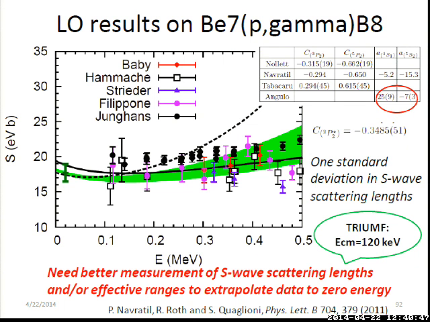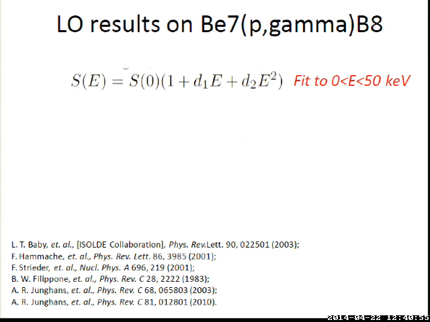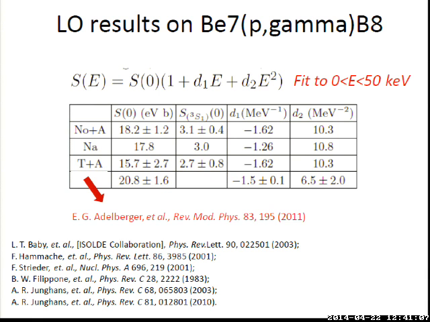People are actually planning to improve this measurement for the S-wave at TRIUMF. You can quantify the low energy behavior of the S-factor by fitting it to this polynomial, and these are the results using different inputs. The ab initio plus the experimental scattering length corresponds to the dashed line. And this one is the experimental ANC and experimental scattering lengths. The numbers are recommended from this review paper. The thing I want to point out is that this number and this number agree within the error.